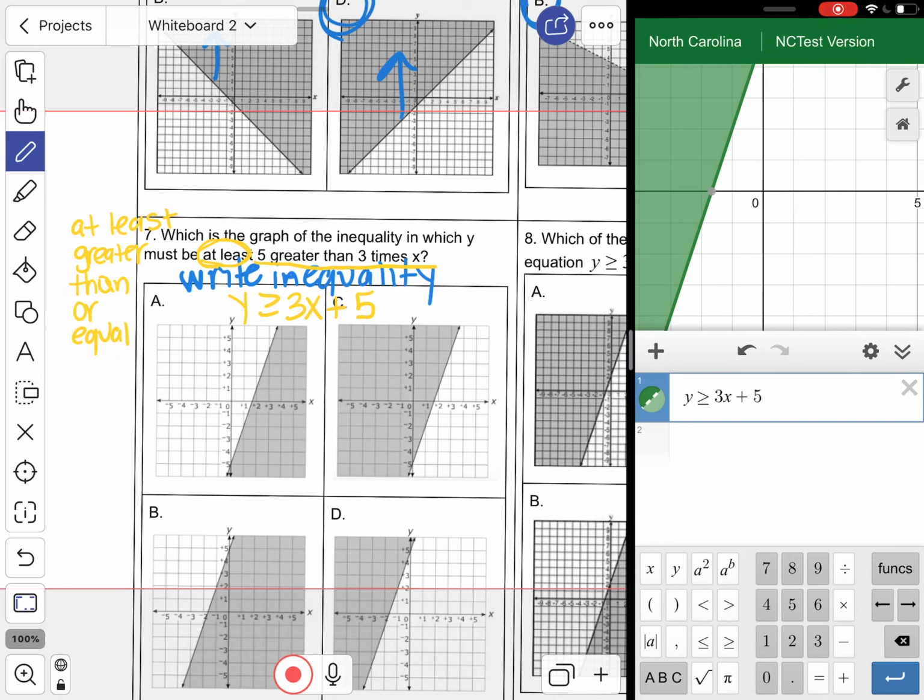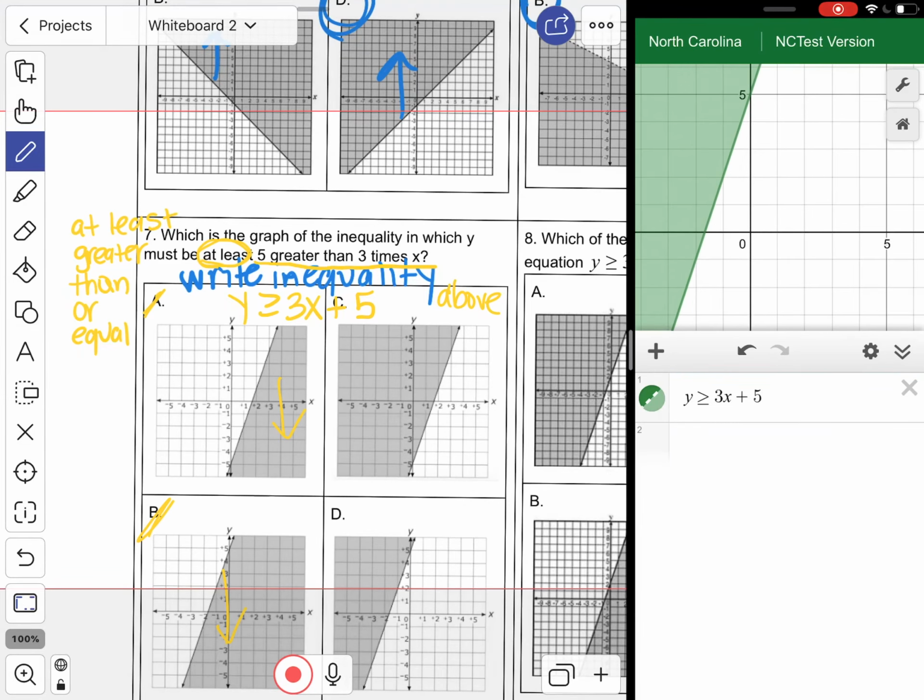So we need a solid line, and we need a solid line that is shaded above. So if we're looking for a solid line that's shaded above, then we're going to get rid of A because A is shaded below. B is shaded below. So we're stuck between C and D, and they're both shaded above. I guess the difference is going to be our x and y-intercept.